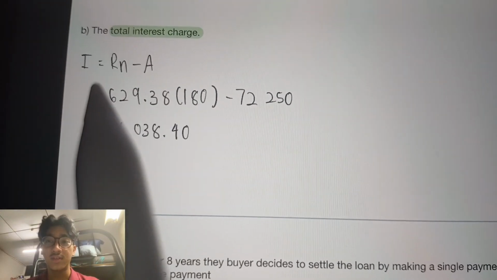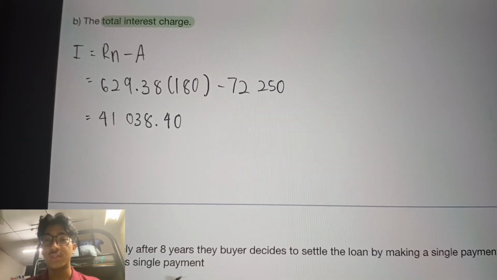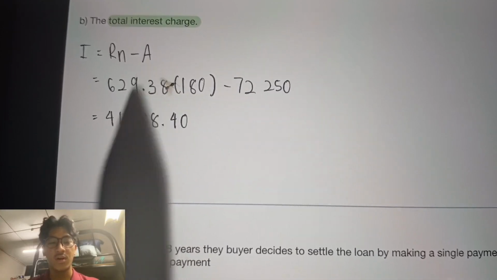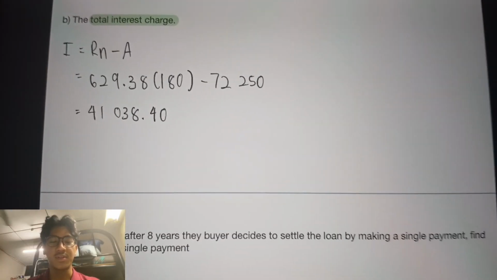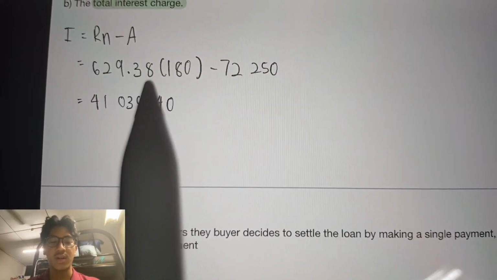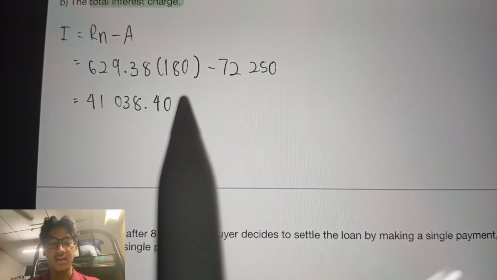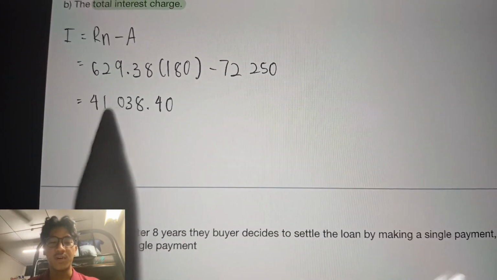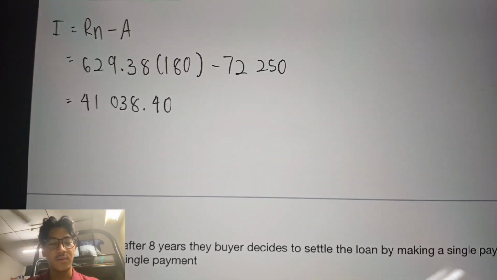B. The total interest charge. To calculate the total interest charge, we need to use the formula I equals nR minus A. So R is 629.38, n is 180, A is 72,250. So if you calculate that using a calculator, you will get 41,038.40.